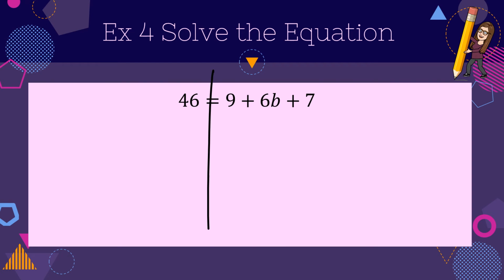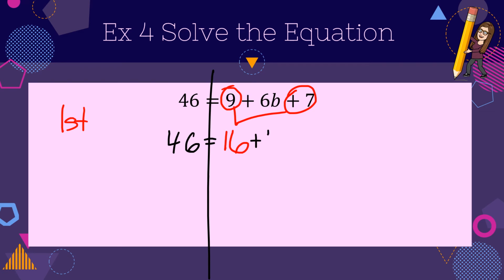Let's try another one. Line down the equal sign. Today's first step is to combine like terms. Well, let's look at that right side. What can I actually squish together? I see a positive 9 and a positive 7. I can bring those together to get a positive 16. Everything else falls down.